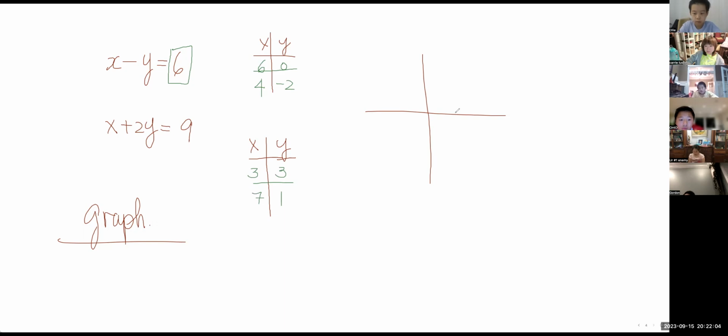So now I have (6, 0): 1, 2, 3, 4, 5, 6, and 0. And (4, -2): 1, 2, 3, 4, and -2. Okay, so you connect them together. So this is the line we're talking about. This is the first line, x minus y equals 6. Now we see (3, 3), and (7, 1). So this is a line.